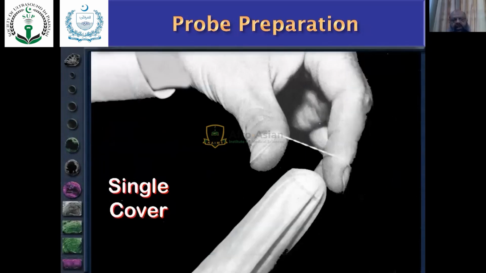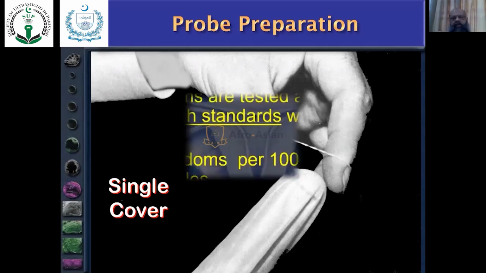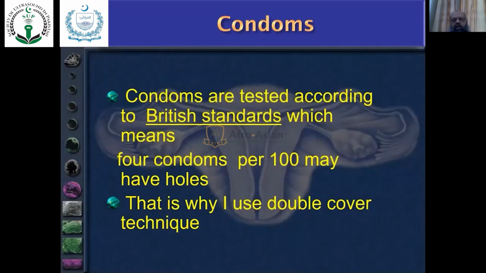There are two techniques. One is the single condom technique, in which just one condom is placed and a rubber band can be placed on it, so that by moving the transducer, it is not displaced from its proper area. Condoms are tested according to British standards, which means 4 condoms per 100 may have holes. That is why I use the double cover technique. It is preferable, although it compromises the resolution a little bit.